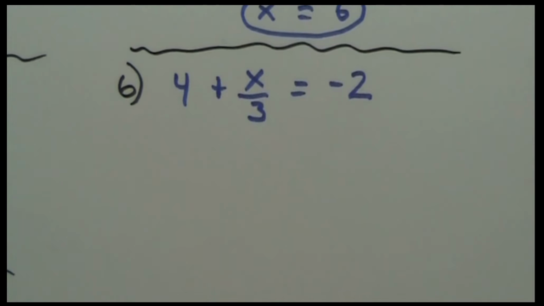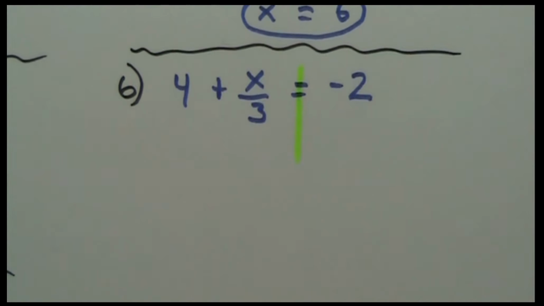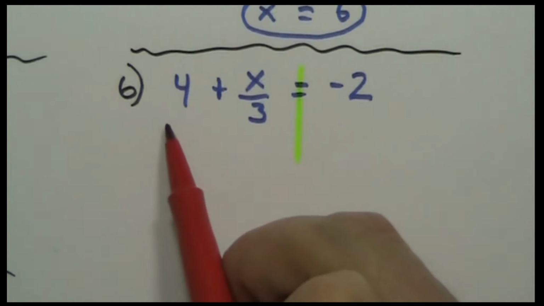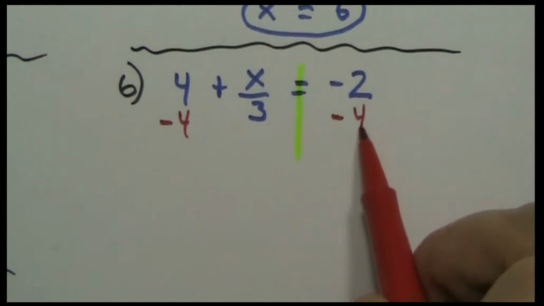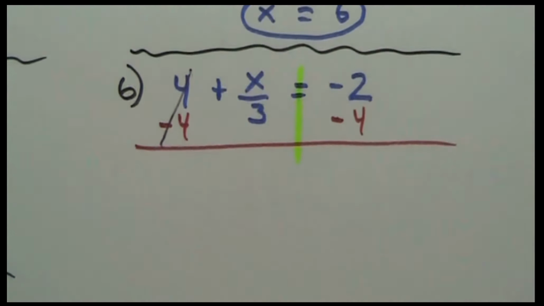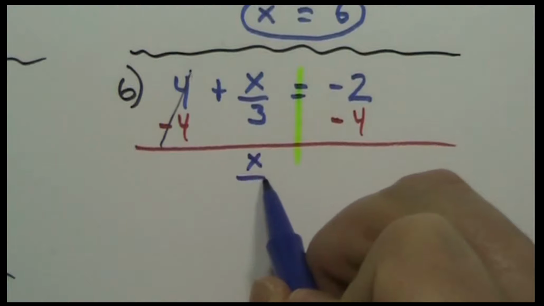Okay, so you have a left and right side. And the constant is 4. So get rid of that first. That's positive 4, so I'll subtract 4. And you see how that makes 0. And you're just left with x over 3.